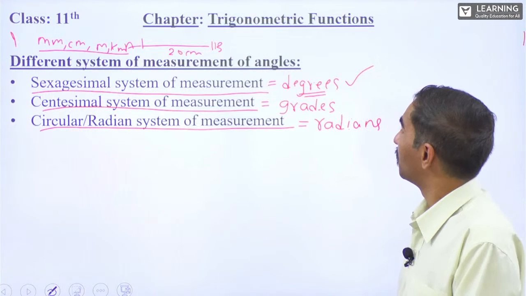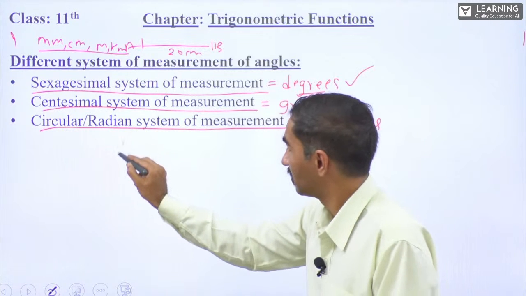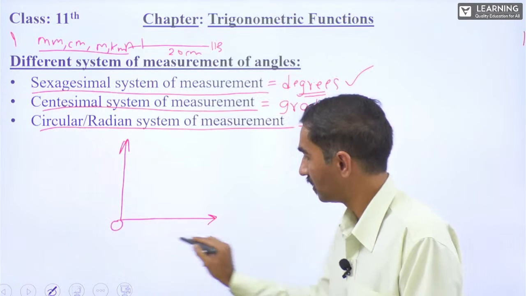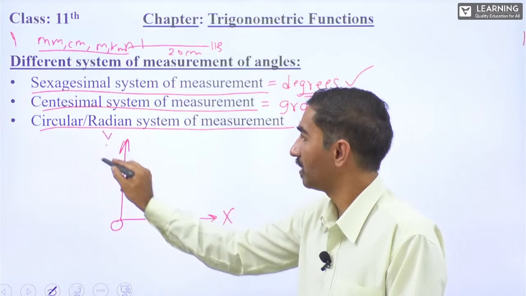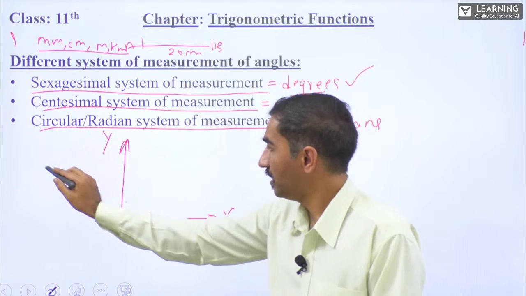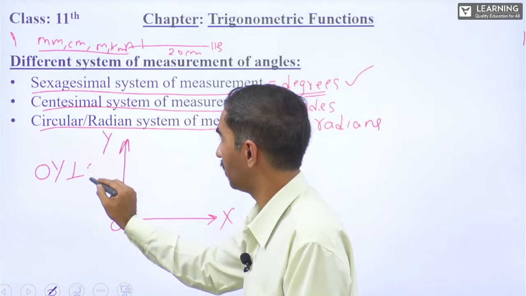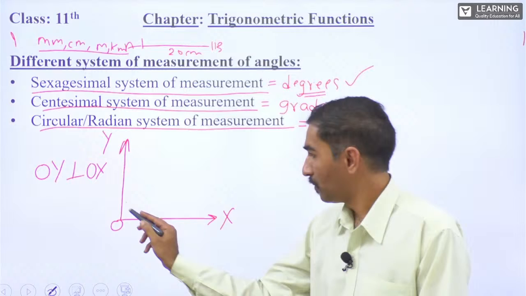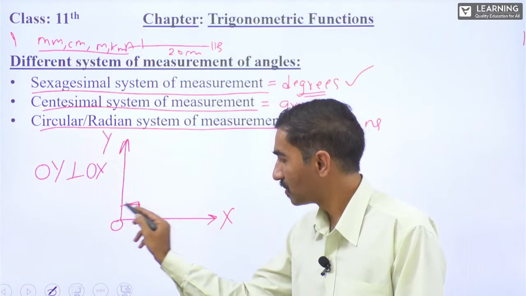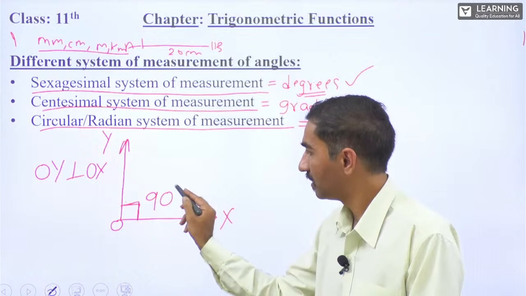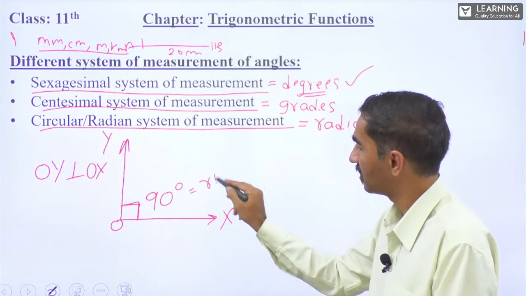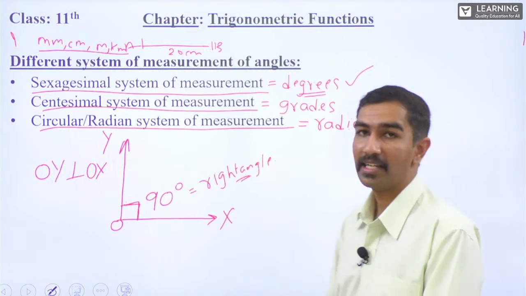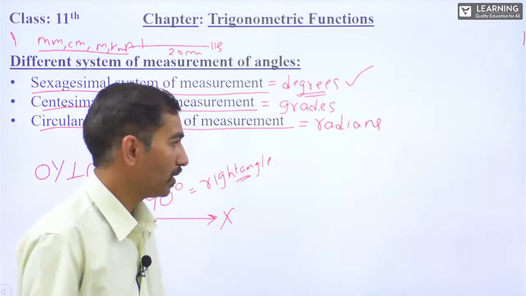Okay, so now students, let us take a line like this and like this. Let this be O, let this be X, let this be Y. And OY is perpendicular to OX. Then what is the angle between Y and X? This angle is 90 degrees, which is also called a right angle. Now let us take one right angle as a reference.